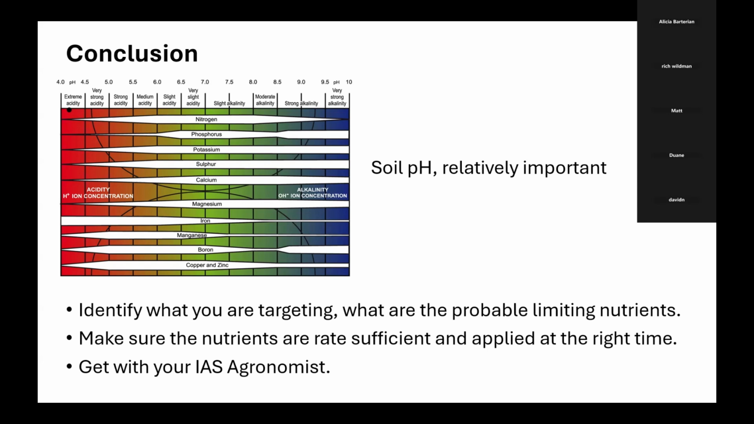What is the most probable thing that we have after we've met our macros and our secondary? So now we're looking at micros. Which one is the most likely to give us a return? Then we want to make sure that those rates are sufficient to do what we're asking them to do.